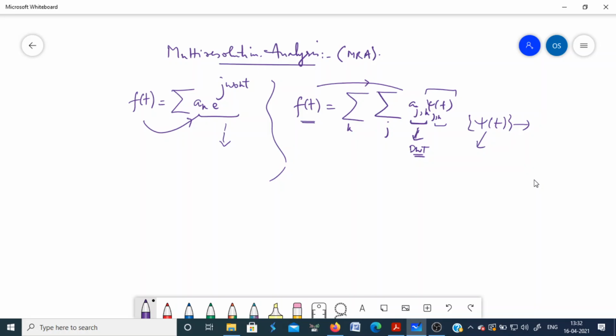Again we have seen that in the Fourier series these basis functions must be orthogonal to each other, and similarly in the wavelet transform, if the wavelet functions are orthogonal to each other, then of course you can find the DWT coefficients using the inner product between the function and these basis functions.